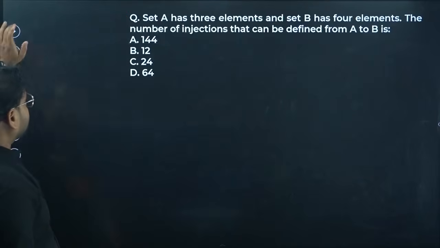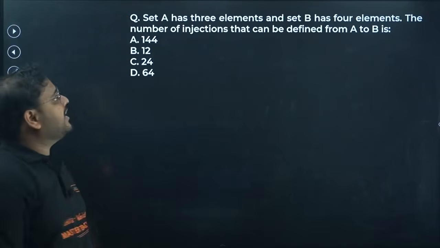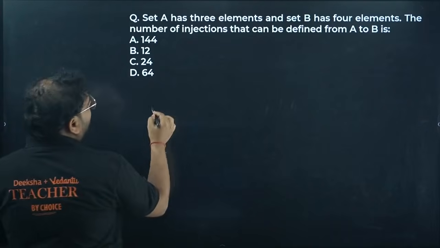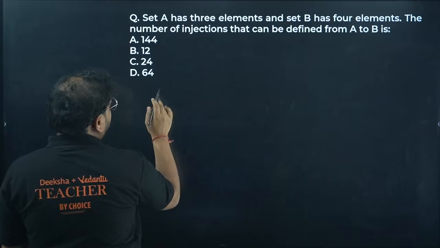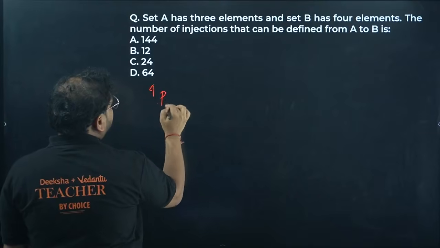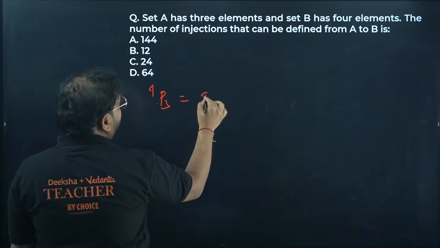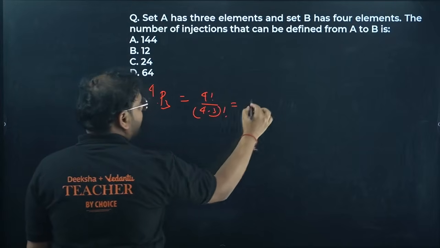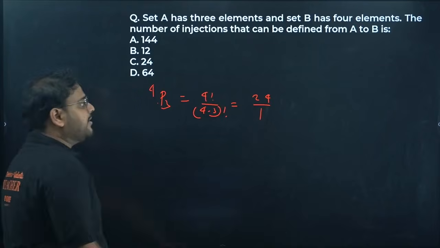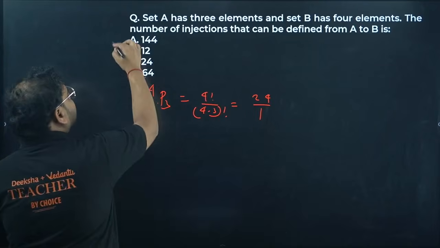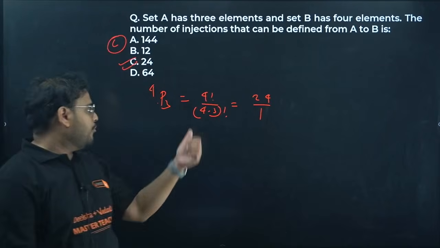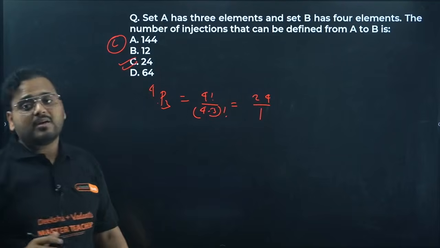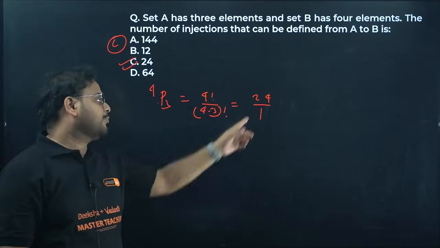Okay, next, the last question. Set A has 3 elements and set B has 4 elements. The number of injections, so injections will be what? 4P3, right? 4 and 3 we have. So 4 factorial divided by (4 minus 3) factorial, the answer is 4 times 3 is 12 times 2, 24 by 1, right? 4 factorial is 24, divided by 1 factorial, which is 1. The answer is option C.